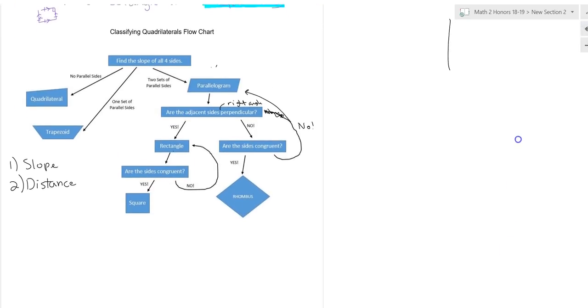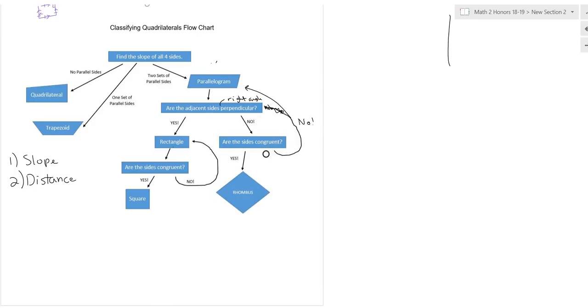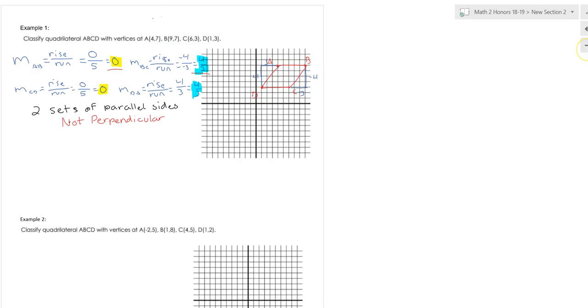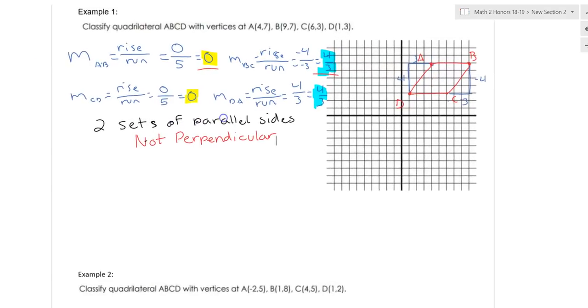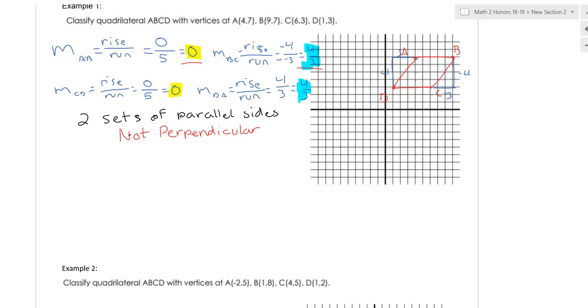Then our next question: are the adjacent sides perpendicular? No. Are the sides congruent? So now I have to find the length of my sides. I'm going to do the same thing I did here. The distance of AB. Well, A to B is easy. I'm just counting. That's 5. The distance of BC.